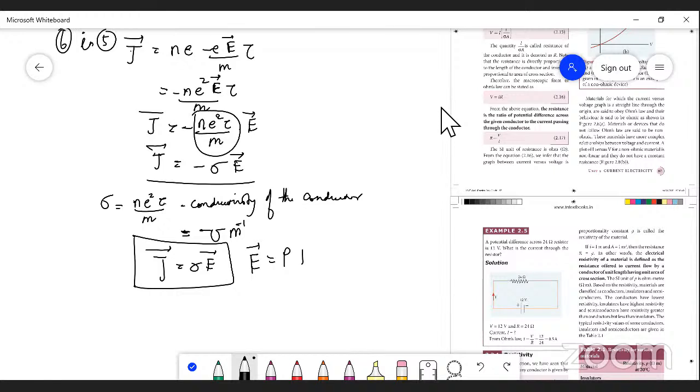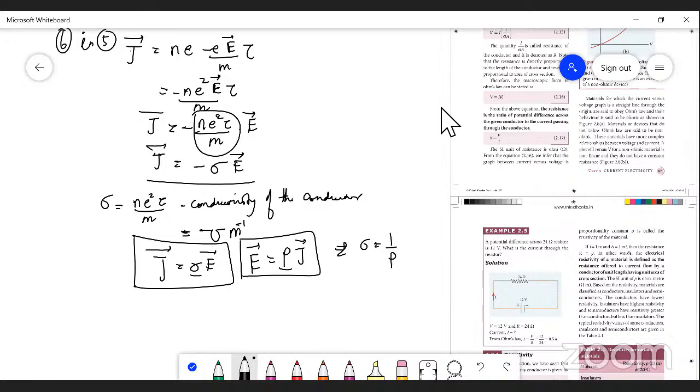I will explain why I am writing E vector equals rho into J vector. See the notations. This is sigma. This one is rho. Sigma is conductivity. Rho is resistivity. Because the idea is very simple. Sigma and rho are inversely proportional. So if I keep the E on the right hand side itself and sigma is taken to the denominator of the left hand side, then 1 by sigma will be rho. So E vector is equal to rho into J vector. So J vector and E vector can be related like this. J vector equals sigma into E vector.